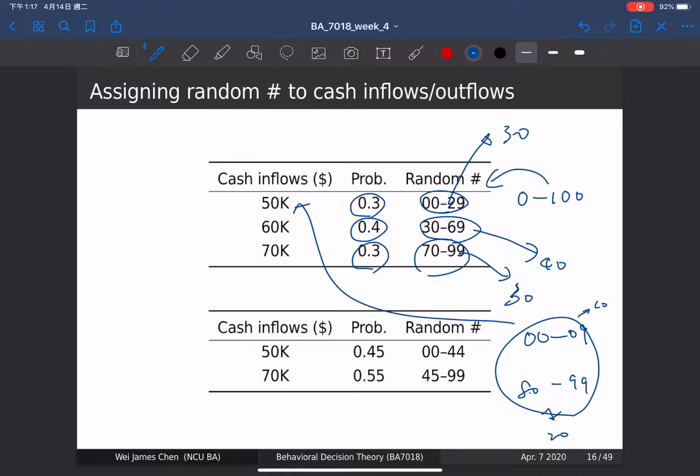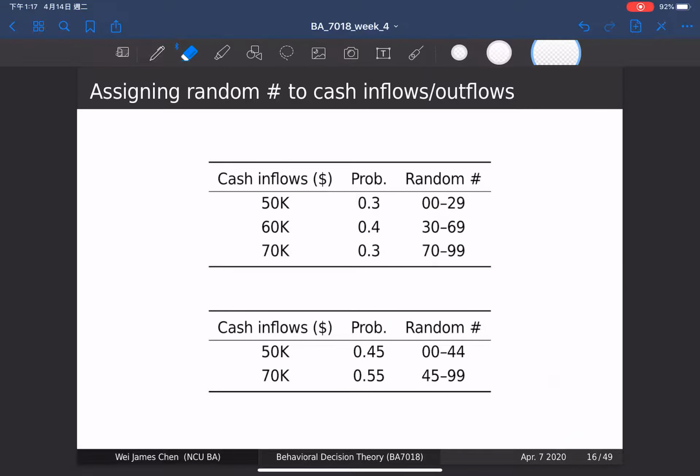Do you guys understand why? Is that clear? Why we don't have to exactly put 00 to 29 as 50. Or even an easier example is that we can switch these two. And this will be exactly the same simulation process. Is there anyone who doesn't understand what I'm saying? No? Got it? Okay.